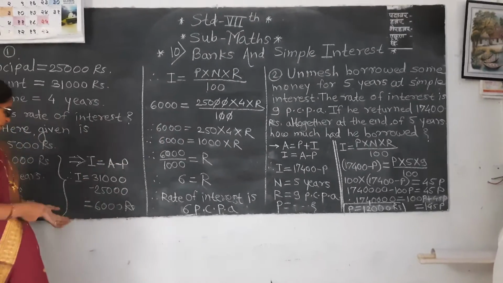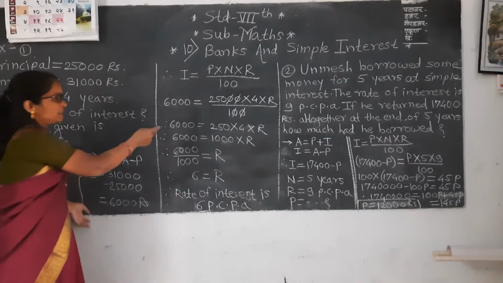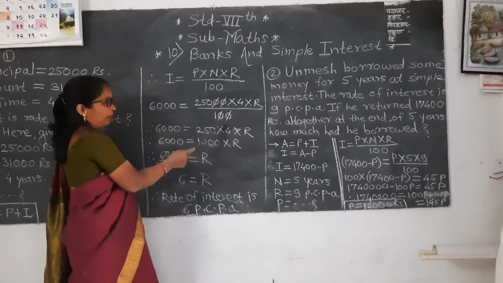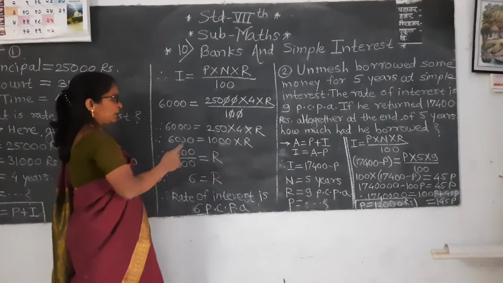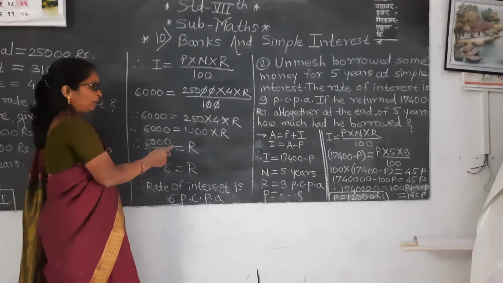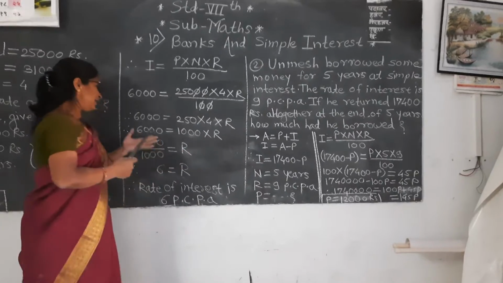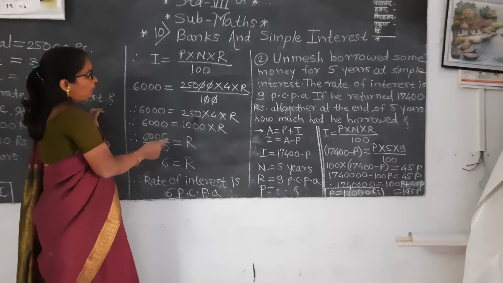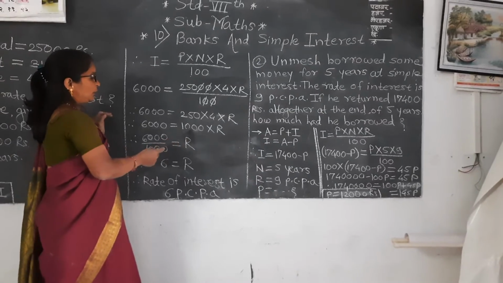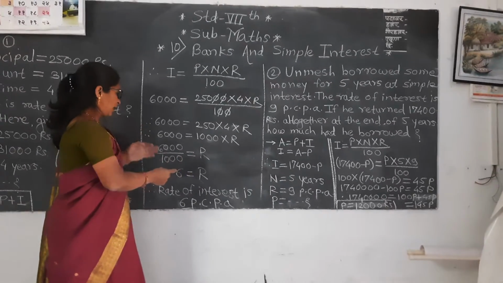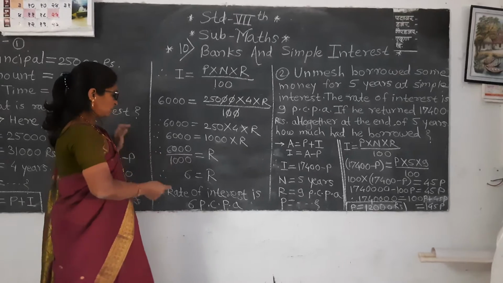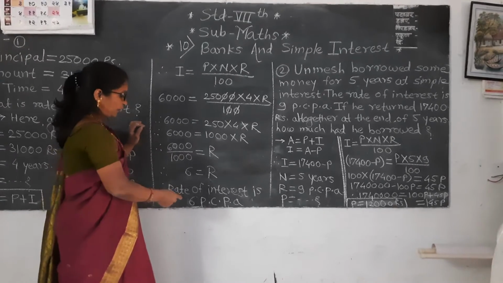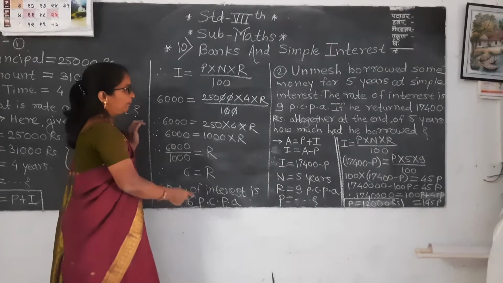We have calculated this I as 6,000. 6,000 is equal to 25,000 into 4 into R upon 100. We get 6,000 is equal to 250 into 4 into R. That's why I have written 6,000 is equal to 250 into 4, which is 1,000, into R. We get R is equal to 6,000 upon 1,000, that is R is equal to 6. Therefore rate of interest is 6 PCPA.